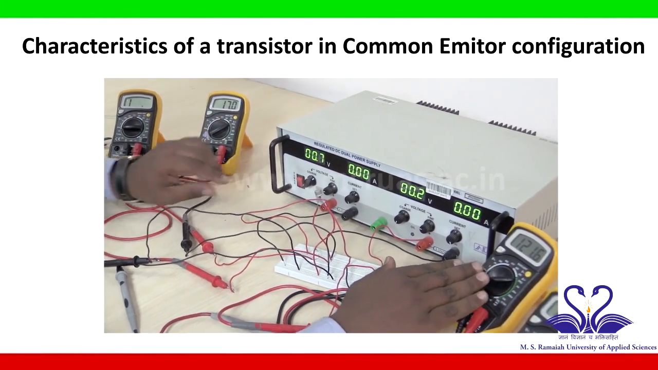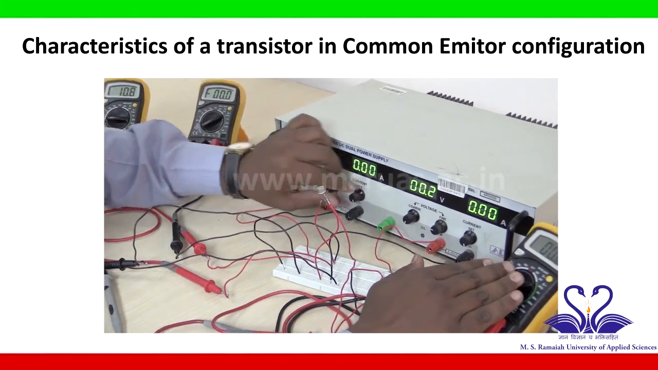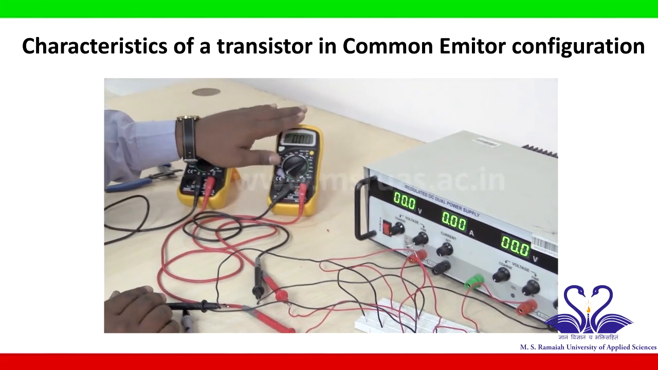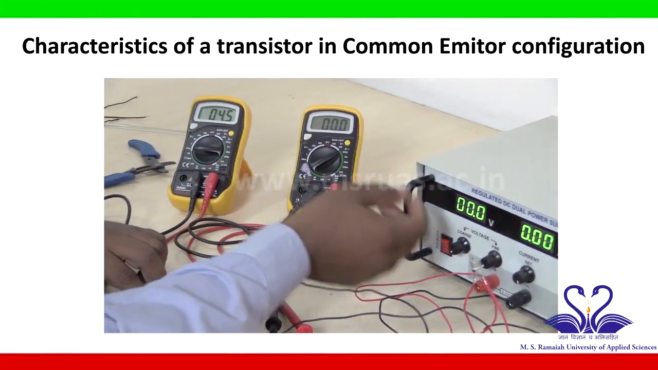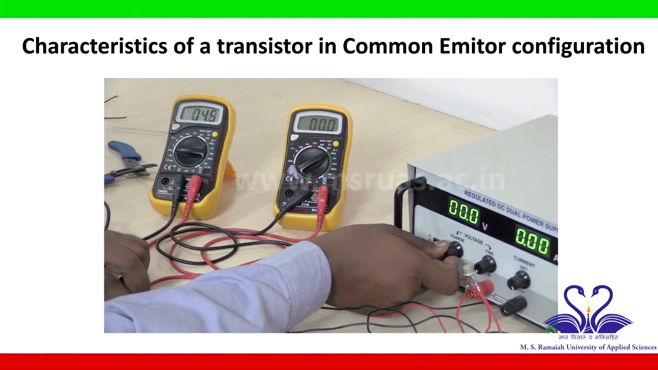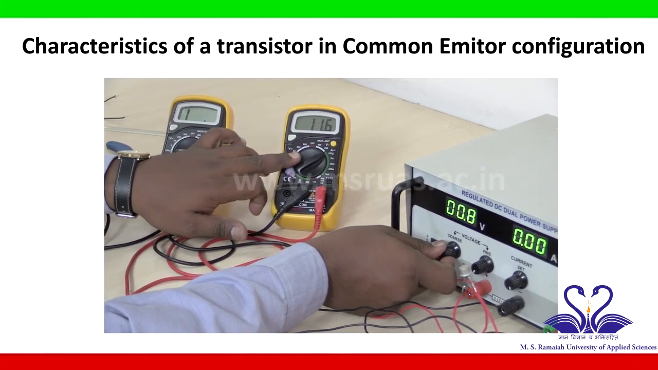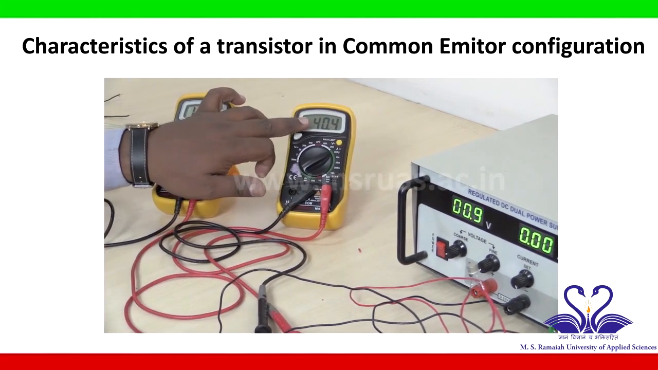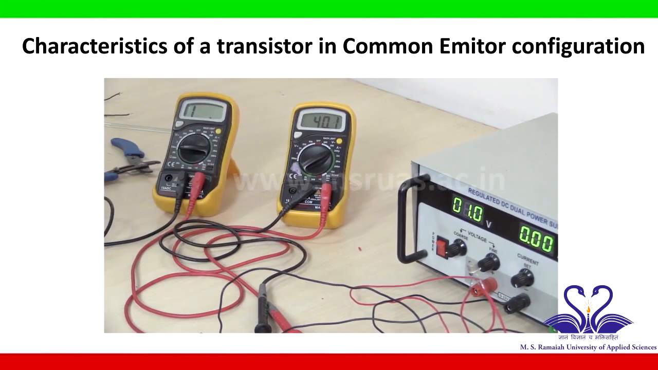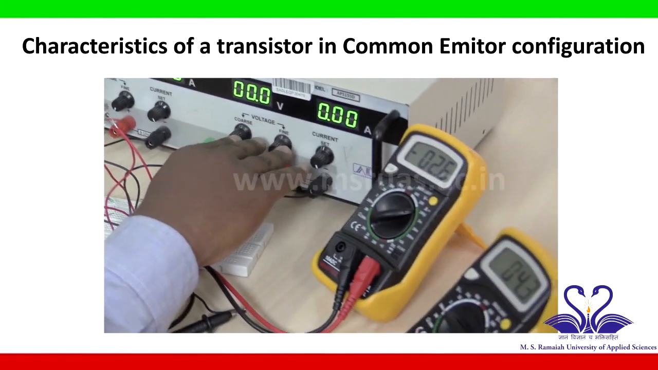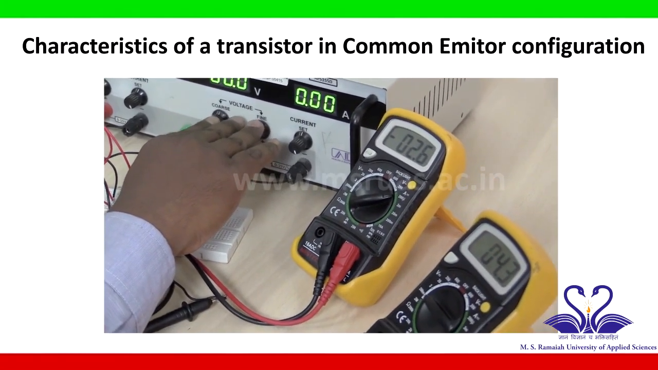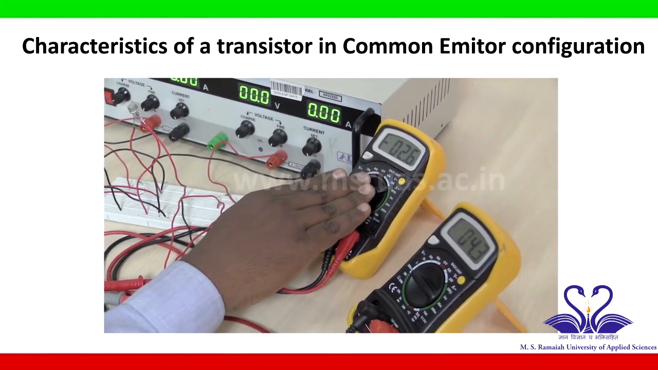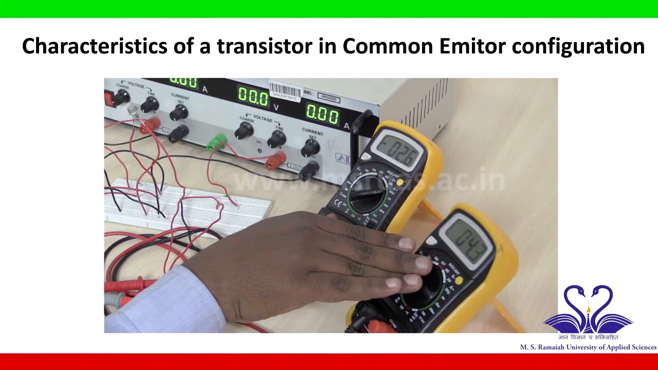To do that, first make both voltage source values 0 volt, then again you set the IB value as 40 microamps. So using this voltage source, make this IB 40 microamps. Now I have set the input current, which is IB, as 40 microamps. Now again I will vary this VCC in steps of 0.1 volt from 0 to 1 volt and I will note down the corresponding current IC and VCE in a tabular column.